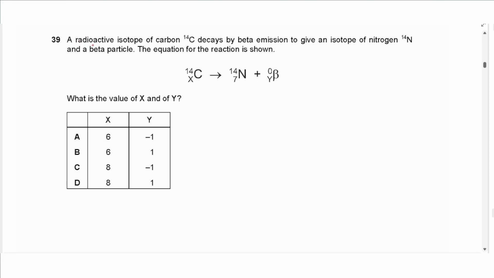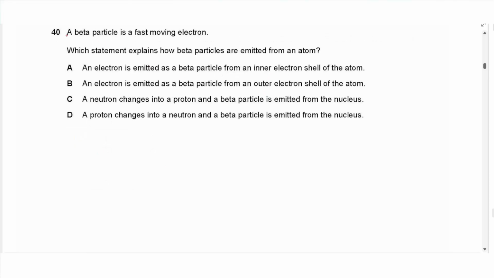Question 39 says a radioactive isotope of carbon, carbon-14, decays by beta emission to give an isotope of nitrogen-14 and the beta particle. The equation for the reaction is shown. We need to know the values of x and y. So y should be memorized. It's -1 for the beta particle, and 7 minus 1 would give us in the end 6. So x is equal to 6. So we choose A.